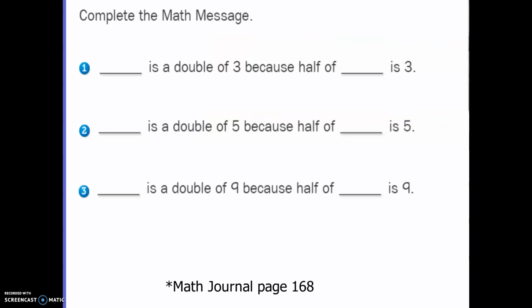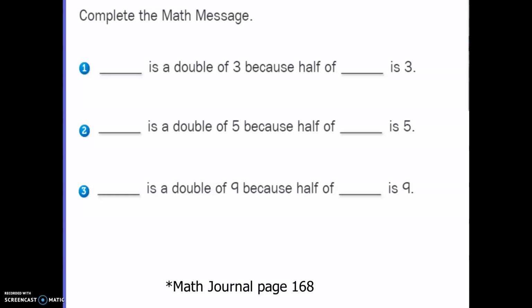Good job. Now turn to page 168 in your math journal, and I want you to complete the first 3 problems. Blank is a double of 3 because half of blank is 3. Blank is a double of 5 because half of blank is 5. Blank is a double of 9 because half of blank is 9. Take some time, see what you can come up with, and come back when you're finished. All right, so I want you to think about what you wrote down. And I want you to think about, how did you decide what number to write down?